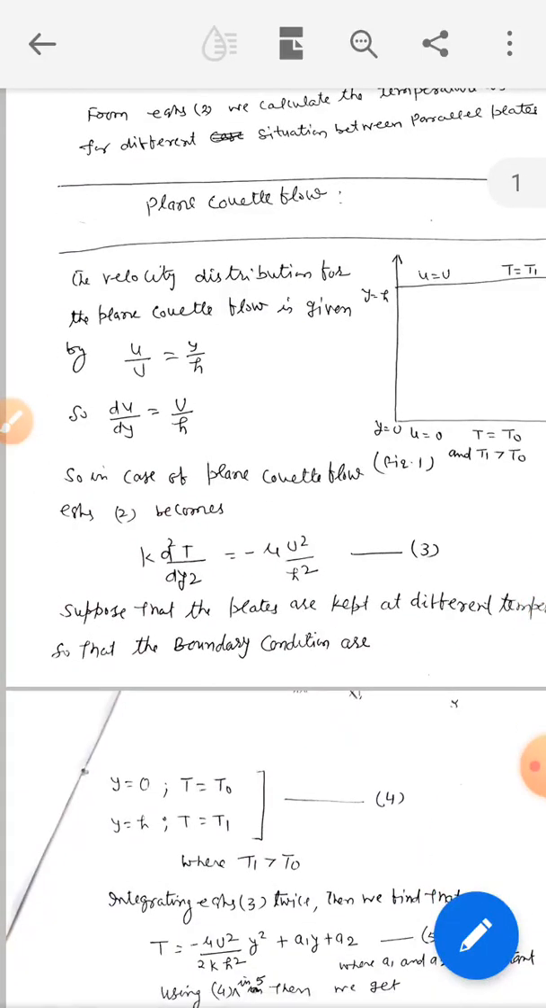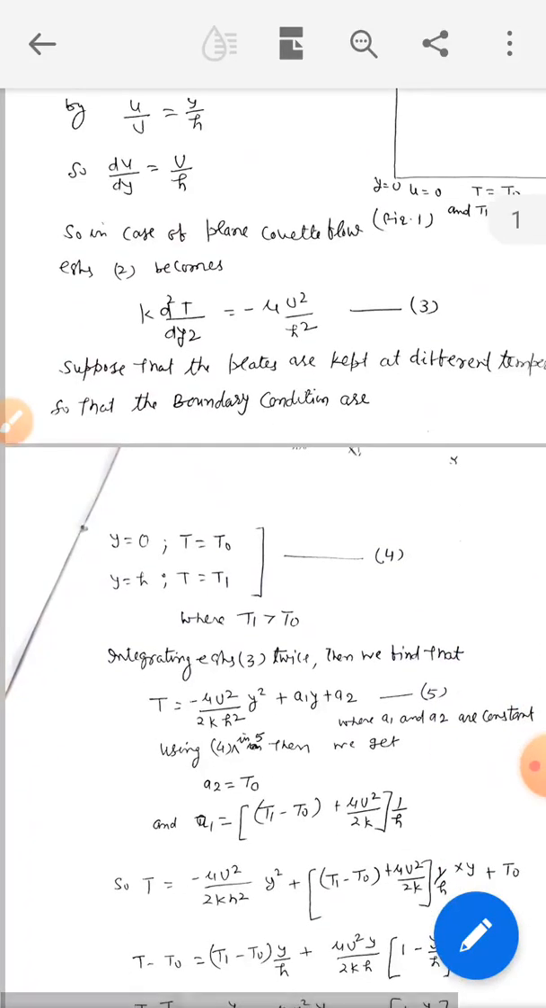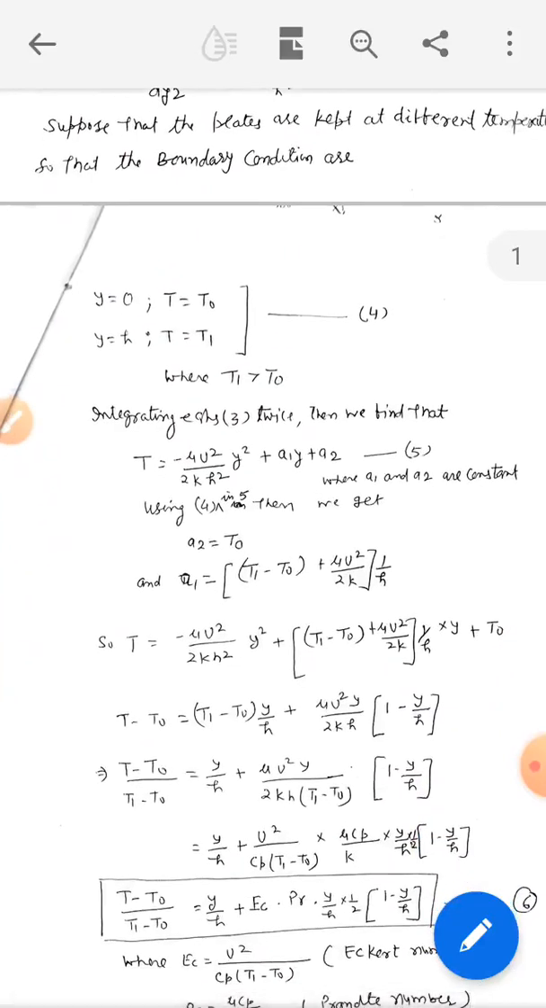So in this case of plane Couette flow, our equation number 2 becomes κ ∂²T/∂y² equals minus μ U²/h². This is known as equation number 3. Suppose that the plates are kept at different temperatures. So the boundary conditions are, when y equals 0, T equals T0, and when y equals h, T equals T1. This is equation number 4. Here we suppose T1 is greater than T0, that is, the temperature of the upper plate is greater than the temperature of the lower plate.